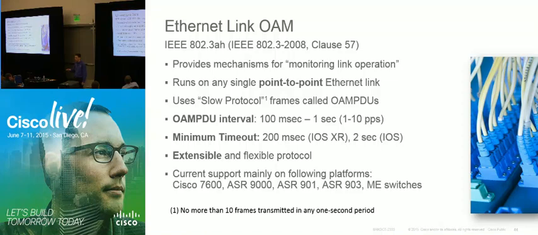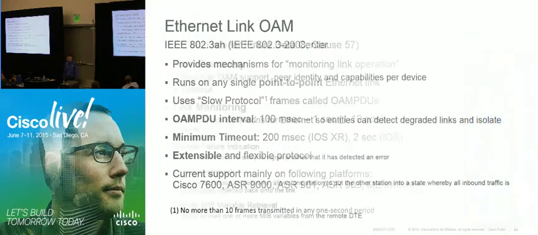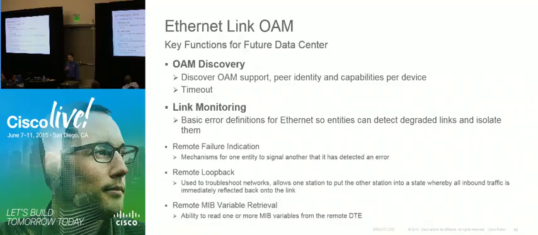It was originally designed as a slow protocol, not as slow as UDLD and LACP, but the standard defines the minimum value of the hello interval as 1 second. In Cisco, we've done something better. We do 100 milliseconds on specific platforms, on CRS and ASR9K. So it's a very extensible and flexible protocol that gives us some interesting capabilities for failure detection.